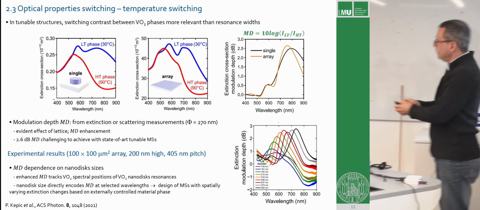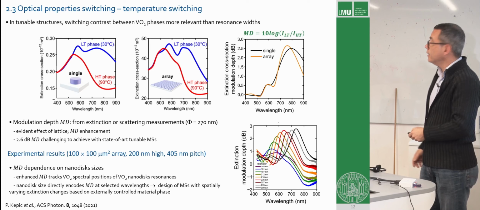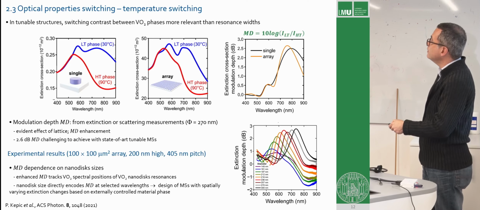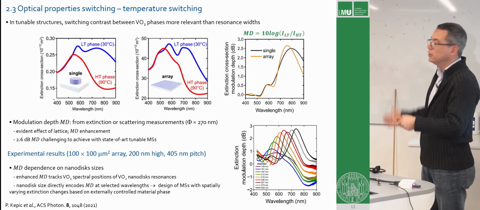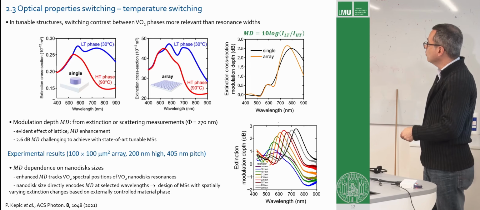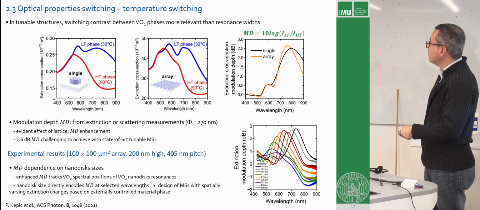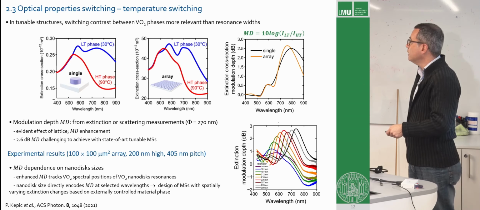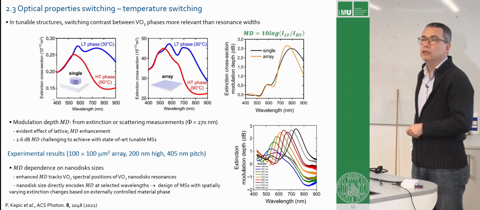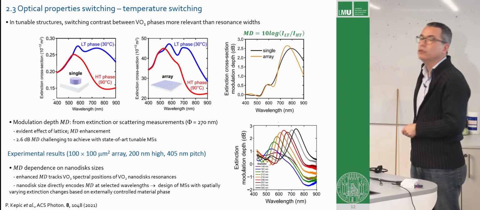Our experiment, so these were simulations, right? Our experimental results are here. So we make this experiment and then we measure the modulation depth as a function of wavelength for disks with varying diameter. So this is a small disk, this is a larger disk. And what do we see? We see that the modulation depth depends on the nanodisk size. This is clearly shown here.